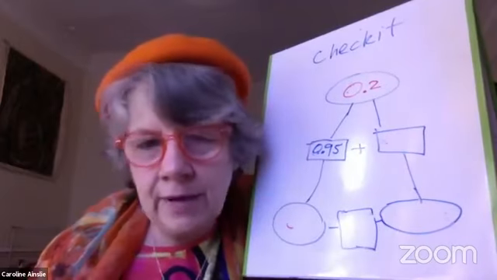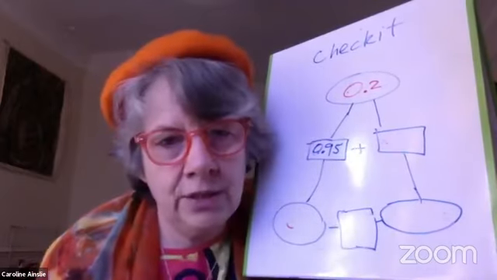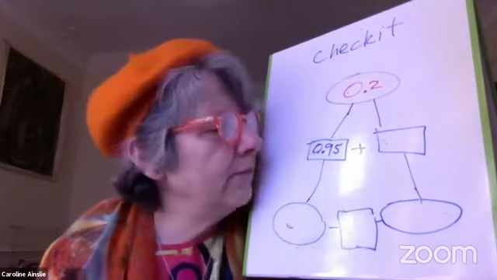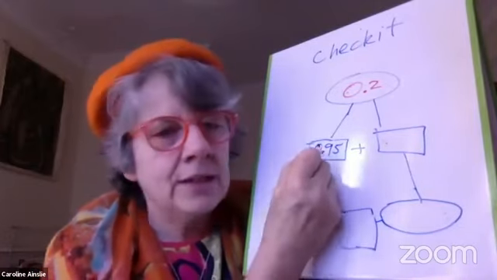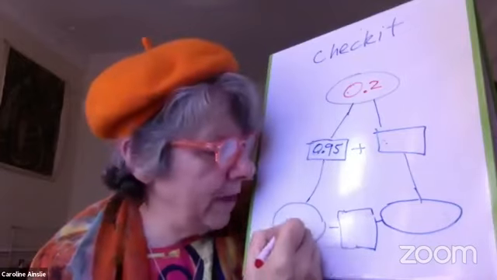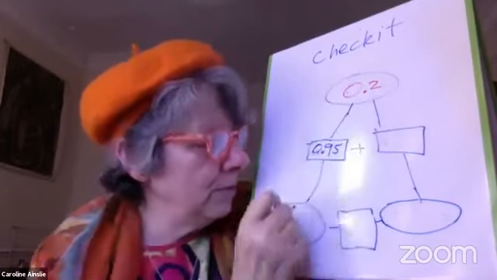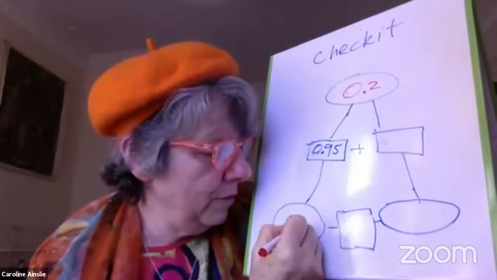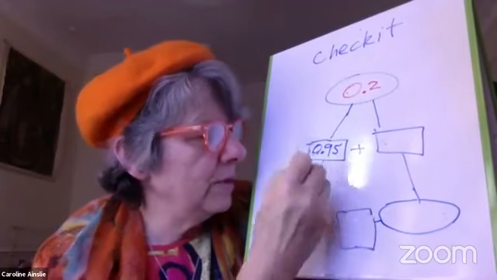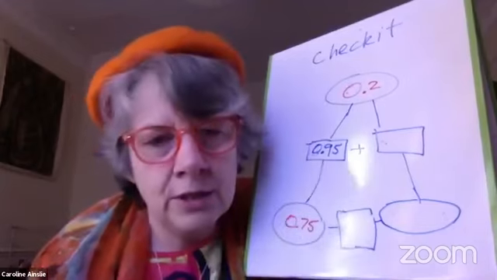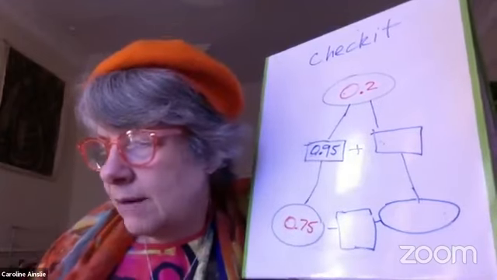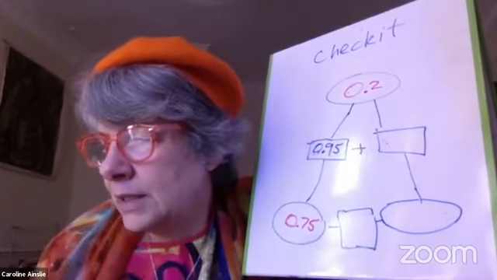Okay, so now red has to work out, it's not addition, it's subtraction. So red has to work out what to put here to get 0.95. So what do we add to 0.2 to get 0.95? Okay, it's 0.075. Fine. So far, so good. Now it's blue's turn.